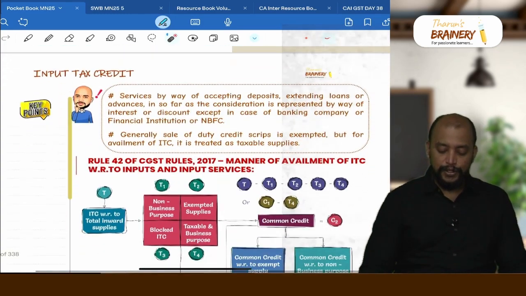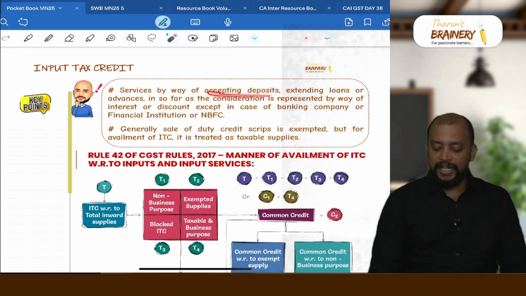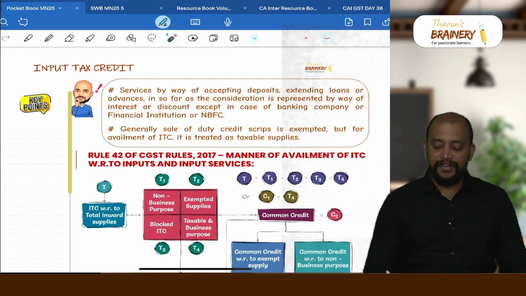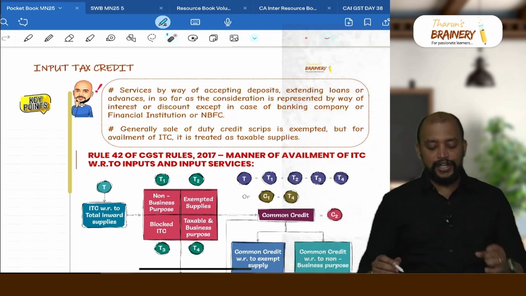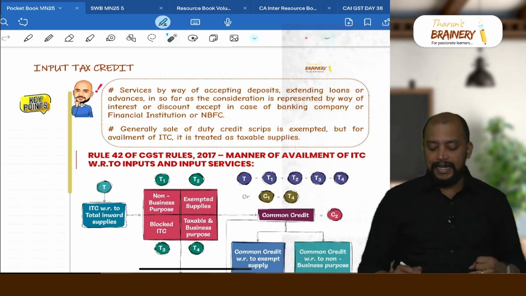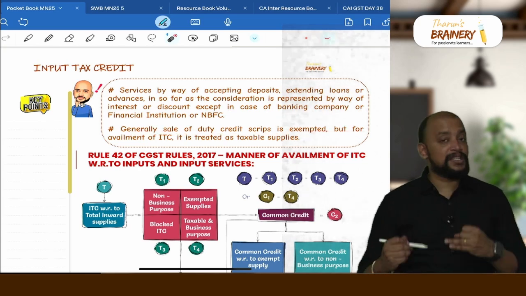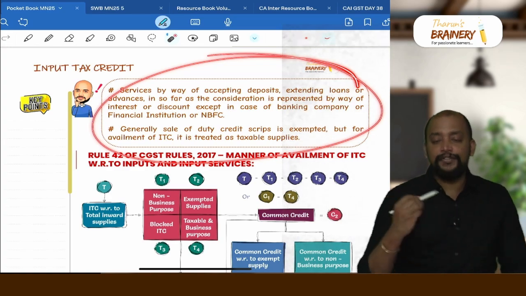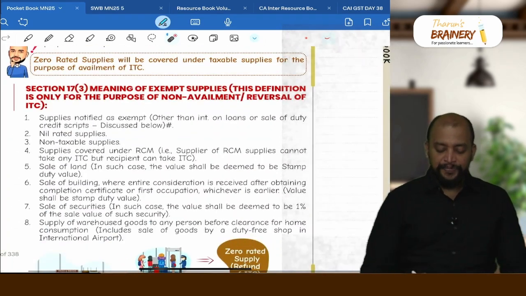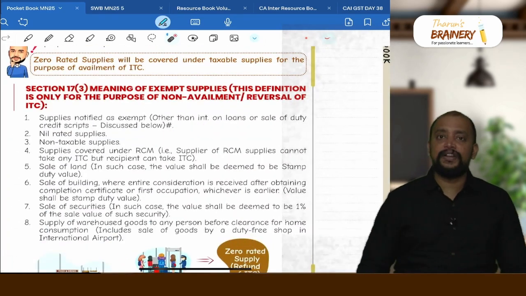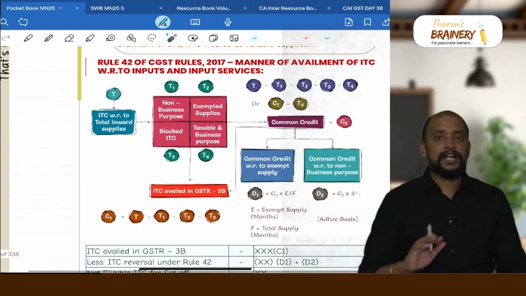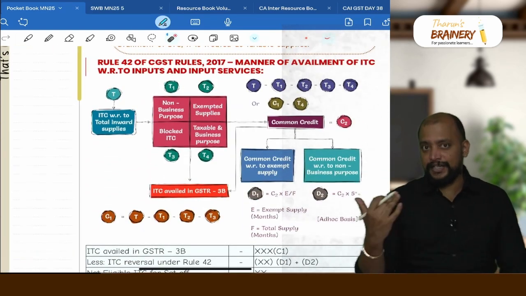So that is discussed below. You can see service by way of accepting deposits, extending loans or advances in so far as the consideration is represented by way of interest or discount, except in case of banking company or financial institution or NBFC. Another area, generally sale of duty credit scrips is exempted, but for availment of ITC it is treated as taxable supply. These two, even though exempted, will be treated as taxable for availment of ITC, meaning it will not come under exempted. So the meaning of exempted supplies excludes that.